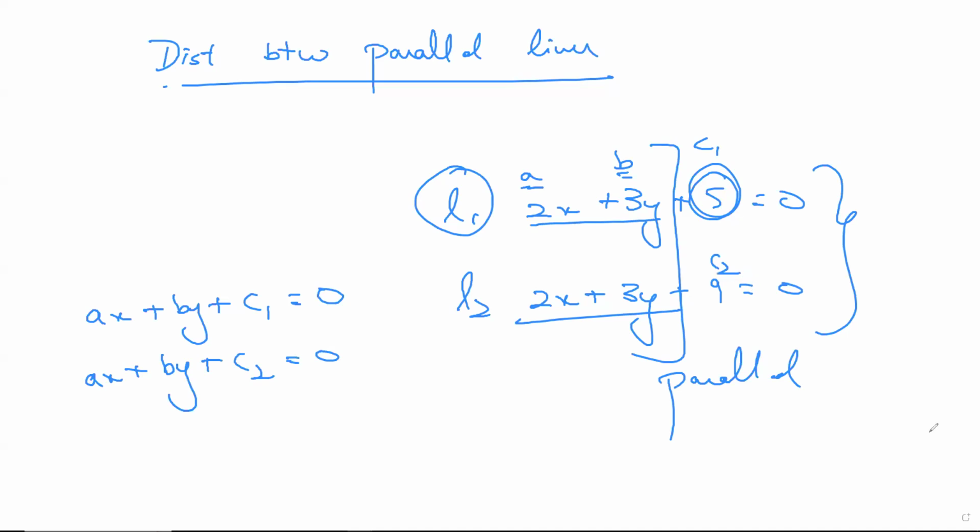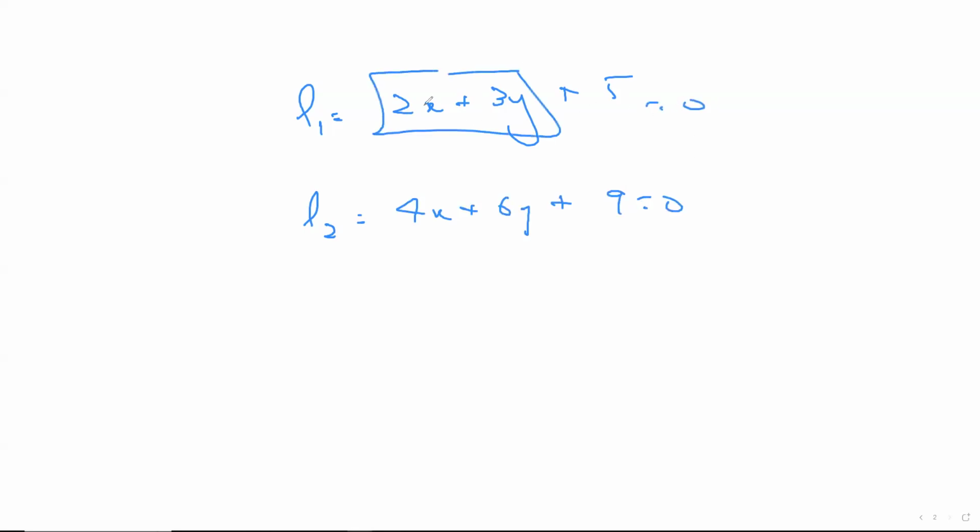One more way is, let's say L1 is given to us as 2x + 3y + 5 = 0, and L2, instead of 2x and 3y, is 4x + 6y + 9 = 0. If you only focus on the A and B part, don't you think A and B are multiples? Which means if you divide one by the other, you get a constant. There are two ways of defining the set of parallel lines.